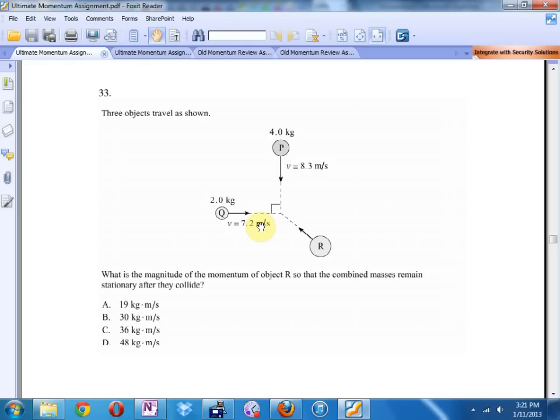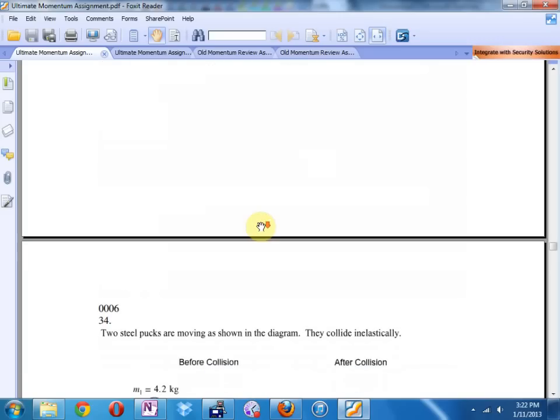I guess 33 is kind of a reverse explosion. In 33, what's your final momentum? Zero. So what's your initial momentum have to be? What they're asking is to make that work out to zero. So I guess 33 is kind of an explosion in reverse. Sure, that works. That's got three objects, and that's coming in at right angles.